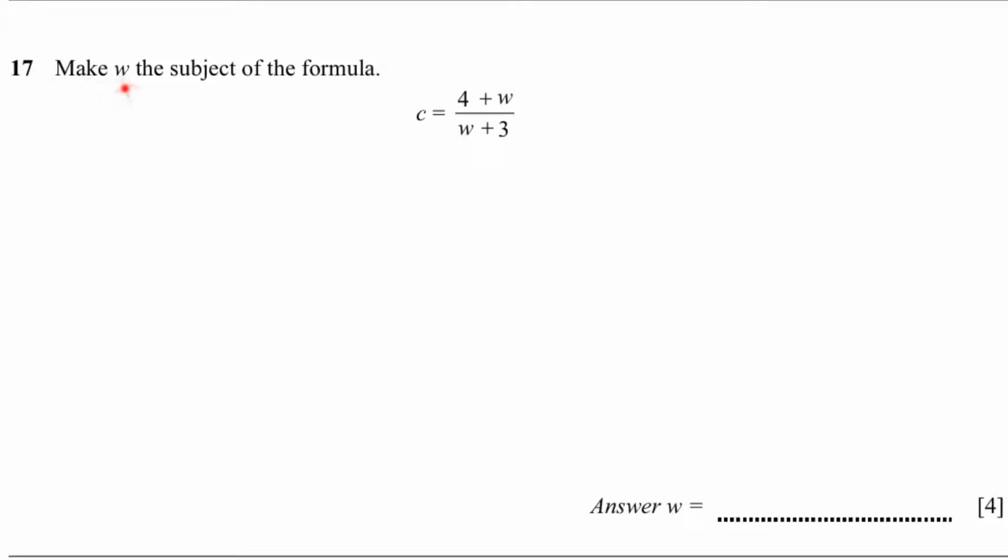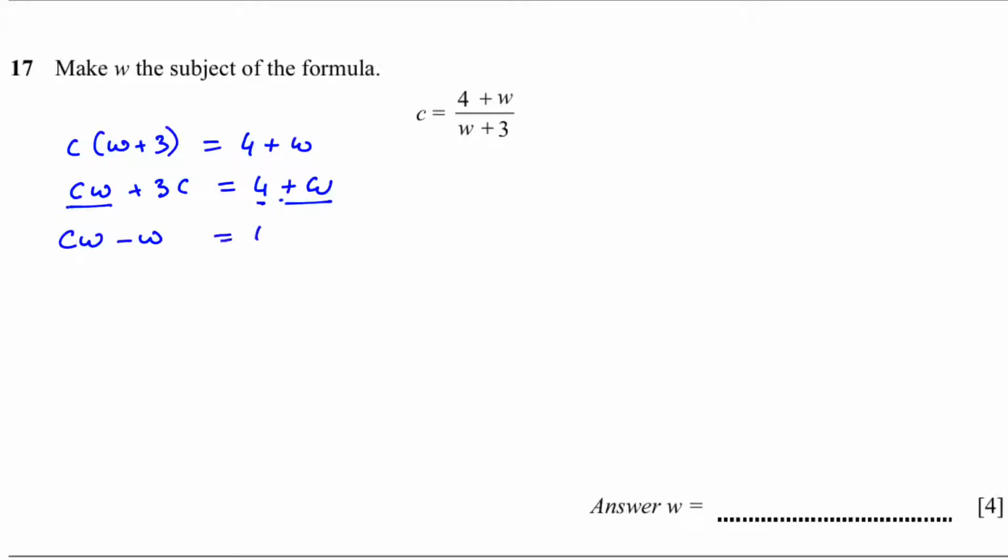In this question, we have to make W the subject of the formula. So first thing we'll do is remove everything in the denominator. So C times W plus 3 will give us 4 plus W. Open the bracket up. CW plus 3C is equal to 4 plus W. Bring all the W's together. So you will have CW minus W, and this 3C we bring to the other side, it will become negative 3C.